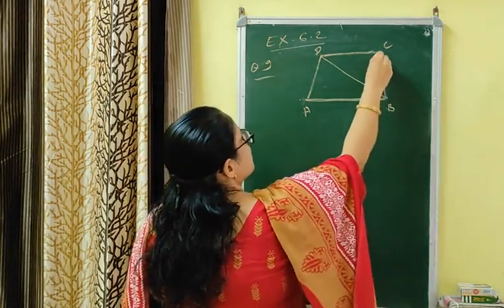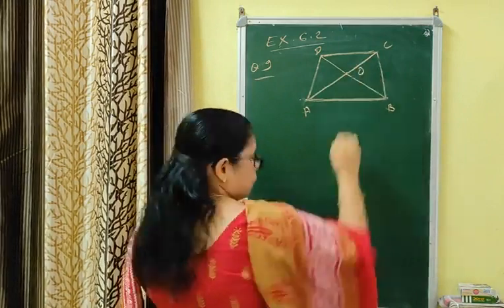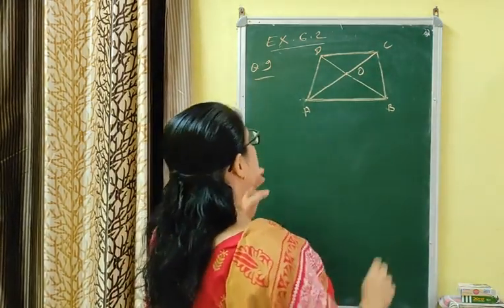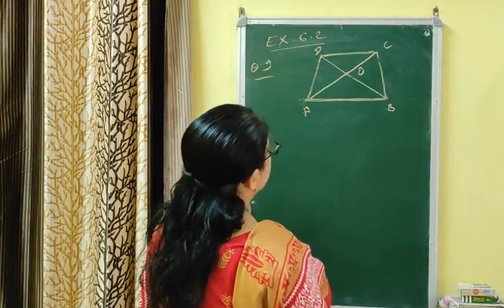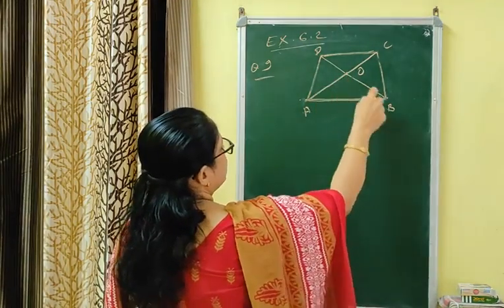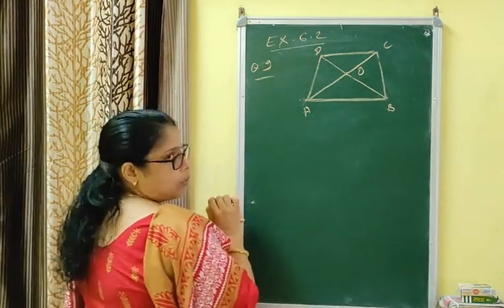The diagonals are AC and BD. That means diagonals intersect at O. Now you have to prove that AO by BO is equal to CO by DO. You have to prove AO by BO equal to CO by DO. Now for this you have to do a construction.